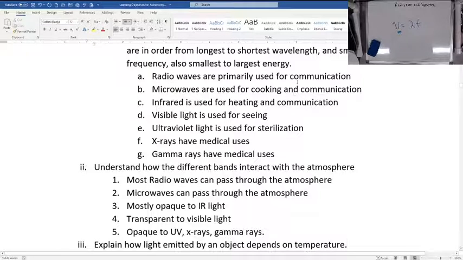Radio waves are primarily used for communication. Microwaves are used for cooking and increasingly communication. Infrared light is used for heating and communication. So infrared is your TV remote control, for example. Microwaves and radio waves are all sorts of cell phones and television and radio and all this stuff. Visible light is used for seeing. Hopefully you're aware of that. These are all bands, by the way, that are important in astronomy. We look at things in all of these different wavelengths because information comes out in all different wavelengths, different information.